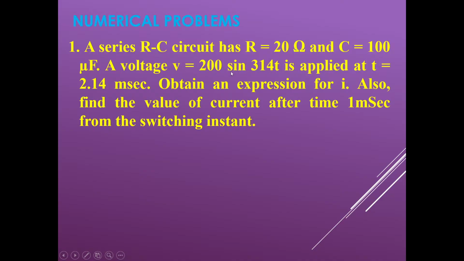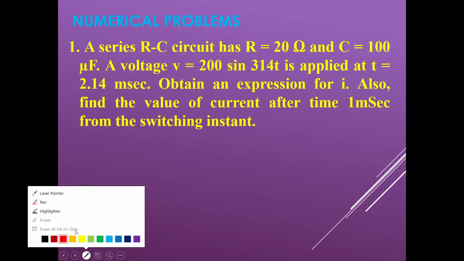A voltage V equal to 200 sin 314t is applied. Okay, a sinusoidal voltage is applied at t equal to 2.14 milliseconds. At a time of 2.14 milliseconds, the supply voltage, a sinusoidal voltage of 200 sin 314t, is applied. Obtain an expression for current.